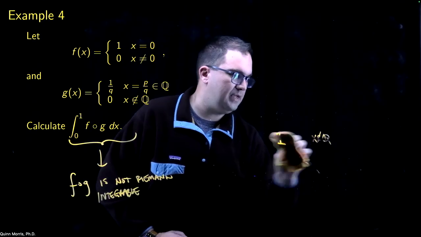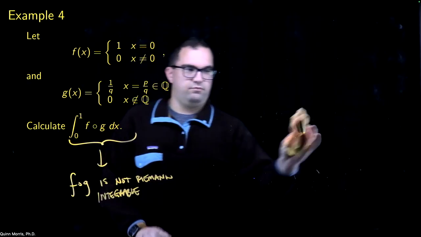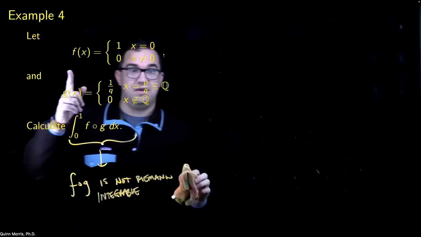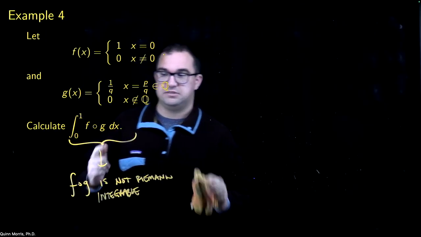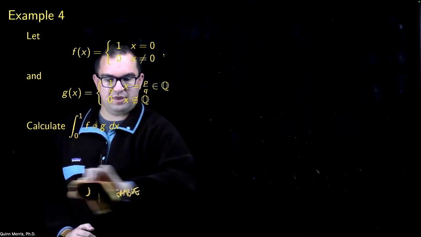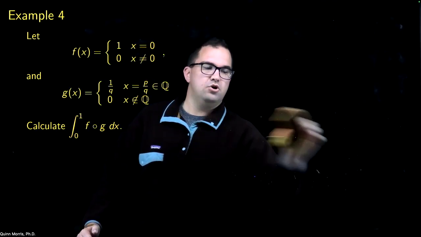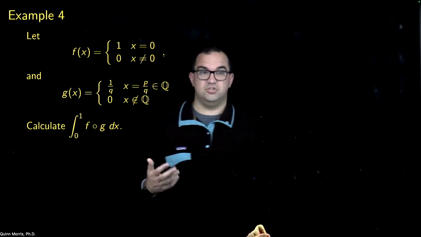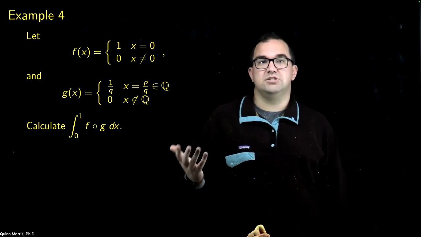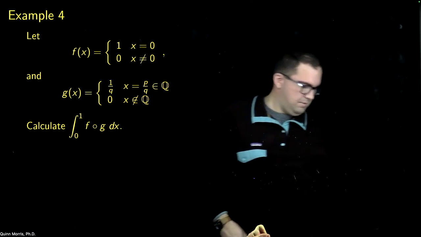So maybe I need to somehow build in some continuity here in order to get a Riemann integrable function out. And that intuition would be entirely correct. The interesting question then is, how much integrability do you need and where do you need it, right? Do you need f to be continuous? Do you need g to be continuous? Do you need them both to be continuous? What do you need in order to ensure that the resulting composition is in fact Riemann integrable? Certainly you could say if f and g are both continuous, then their composition will be continuous, and so Riemann integrable. That seems like overkill. So is there some happy medium in between?